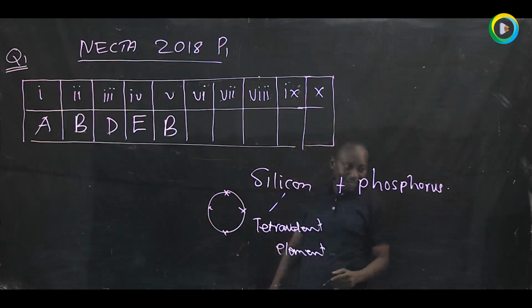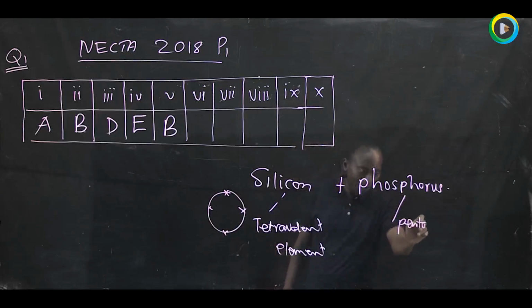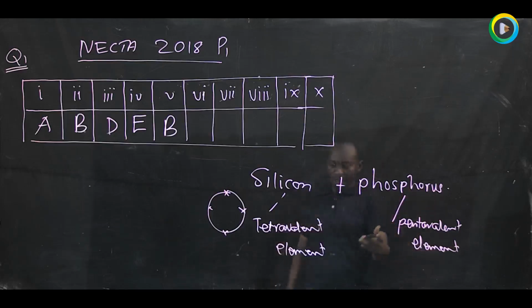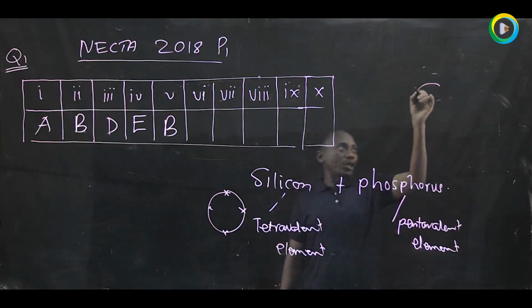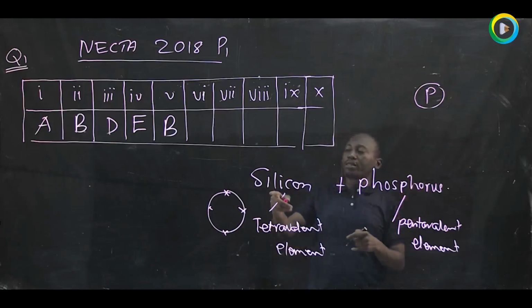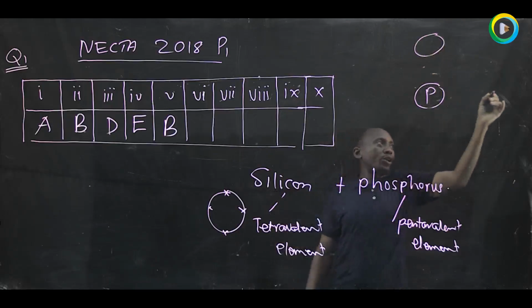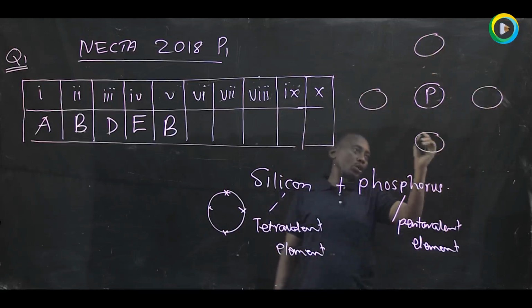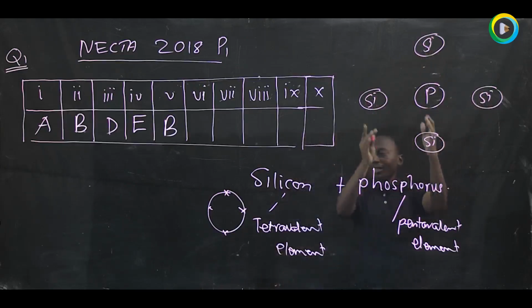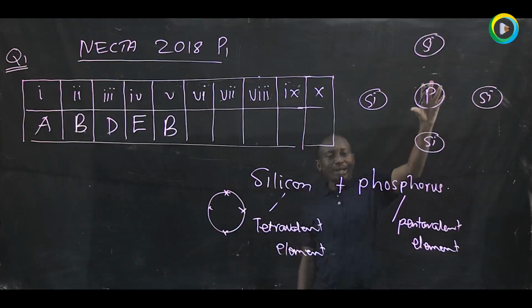Phosphorus is a pentavalent element. It has 5 electrons in the outermost shell of the atom. Now, when phosphorus is added to silicon, phosphorus acts as an impurity to the silicon. Suppose this one here is the phosphorus. The phosphorus, as an impurity atom, has a valence of 5 in the outermost shell. So it is introduced in the silicon semiconductor. This one is a silicon atom, and this one also is a silicon atom.